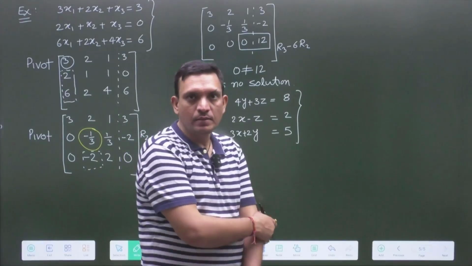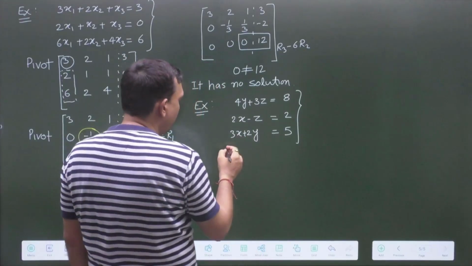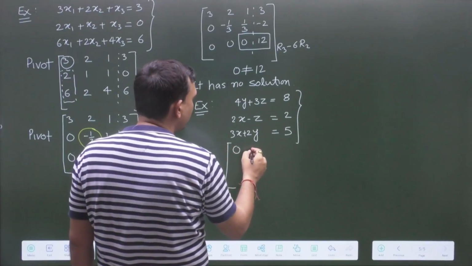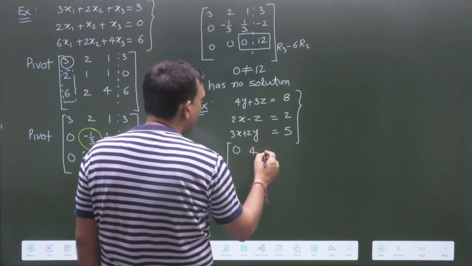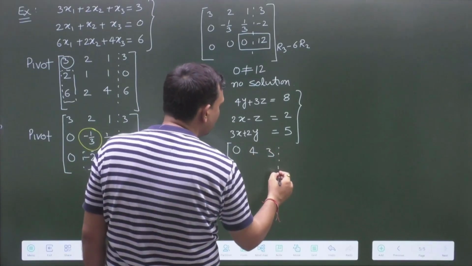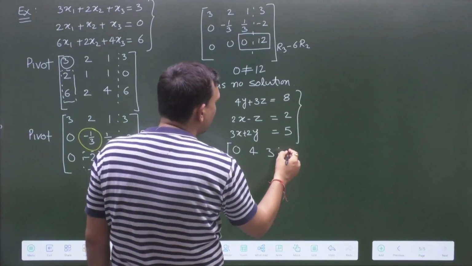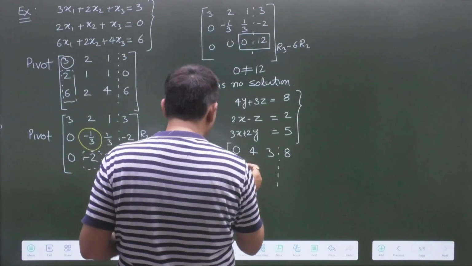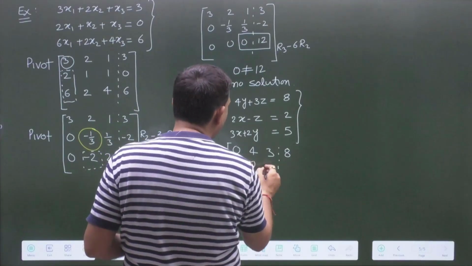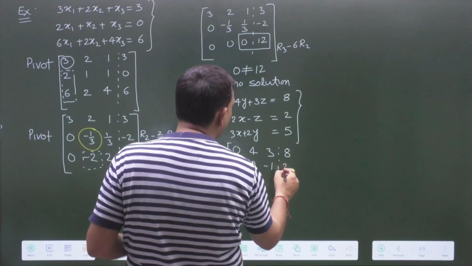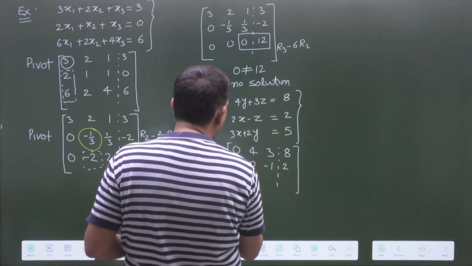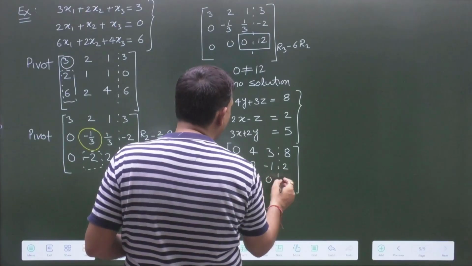So in this case, we will write the augmented matrix. So this will be 0, 4, 3, and this is 8. Then you have 2, 0, minus 1, 2. Then you have 3, 2, 0, and 5.